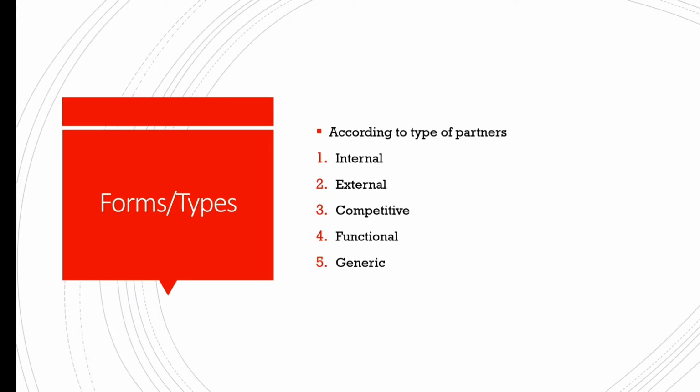Then the types of benchmarking. Typology, it may say, are the forms. So the categories, different forms of benchmarking depend upon the first one, type of partners, second nature of objects of study, then purpose of the partnership. So we can see each one. According to the type of partners: internal, external, competitive, functional and generic benchmarking.